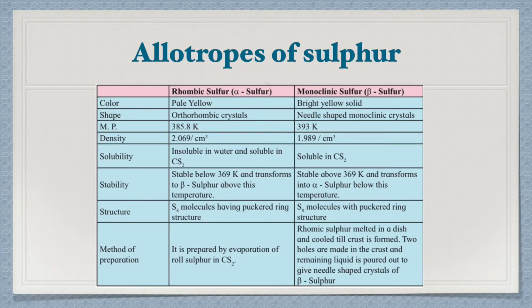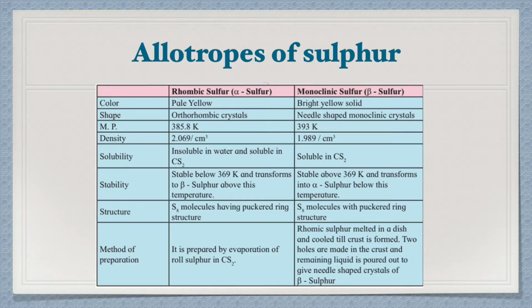As you all know, sulfur exists in numerous allotropic forms. Among them we are going to see rhombic sulfur and monoclinic sulfur in detail. First, we should know that rhombic sulfur is referred to as alpha sulfur and monoclinic sulfur is referred to as beta sulfur. We'll see the properties of each one, and remember they are the most important allotropic forms of sulfur.